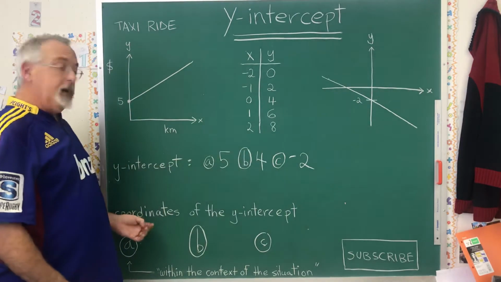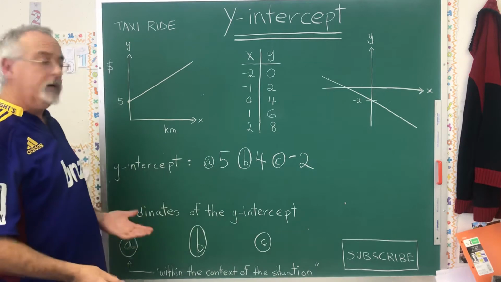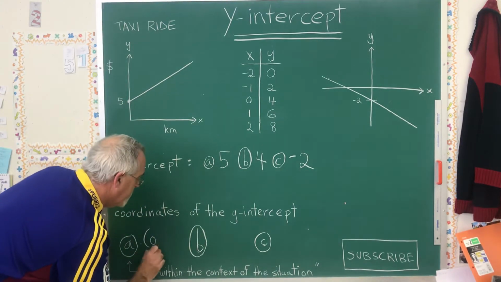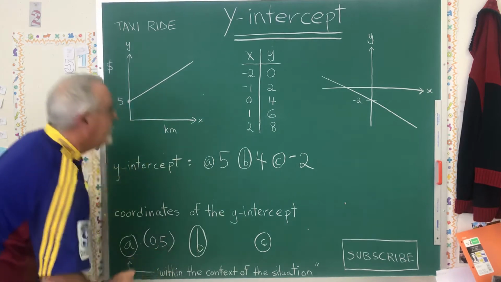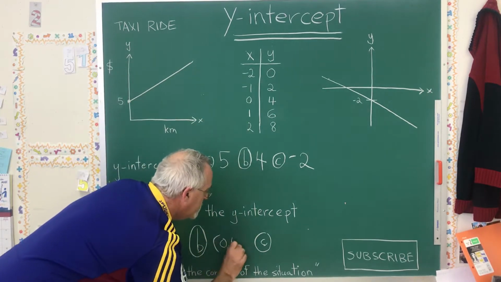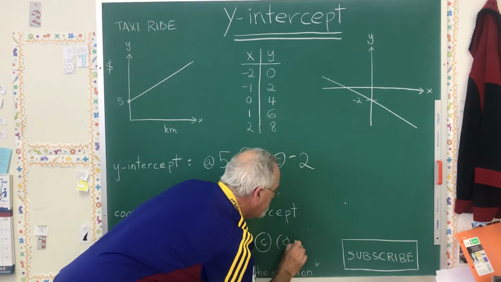We could also be asked for the coordinates of the y-intercept, and that's a slightly different question. In this case, the answer is going to be (0, 5). In this case, it's going to be (0, 4). And in this case, it's going to be (0, -2).